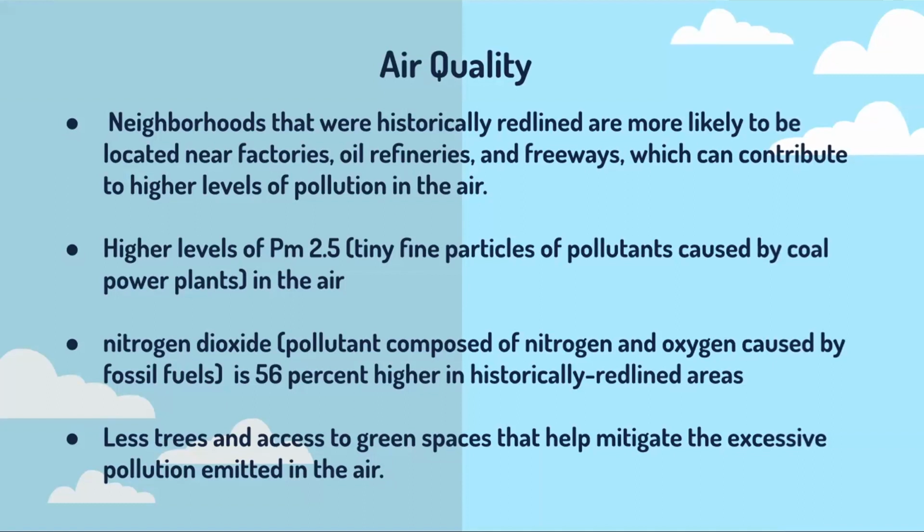So yeah, redlining had a significant impact on air quality because neighborhoods that were historically redlined are more likely to be located near factories or refineries and freeways, which can contribute to higher levels of pollution. And studies have shown that there are higher levels of PM 2.5, which are tiny fine particles of pollutants caused by coal power plants. And there are also higher levels of nitrogen dioxide, which are pollutants composed of nitrogen and oxygen caused by fossil fuels. And there are also fewer trees and less access to green spaces that help combat the excessive pollution.